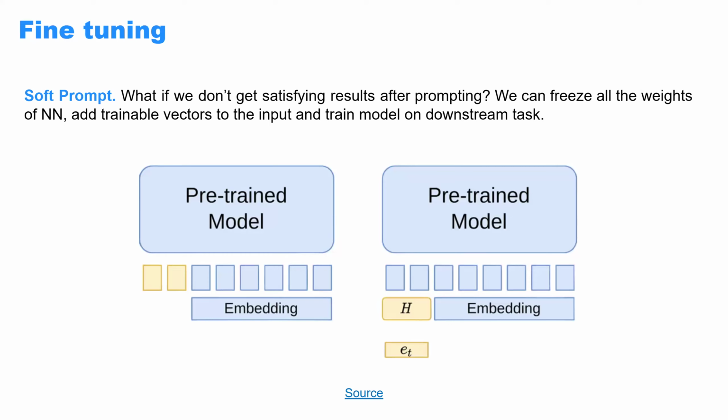So we just add two, three, or probably more, but not much more trainable vectors to our input, like H vectors, and train it on a downstream task, on our specific task.